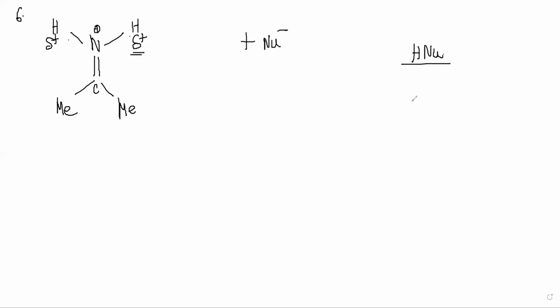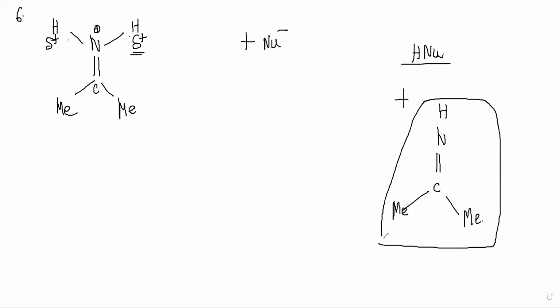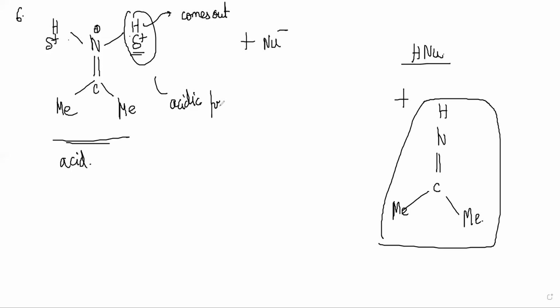And basically this will become neutral, stabilize, that's all. This will become NH and a double bond to C, right? So this is a possible product where this is no longer charged now, where one of the hydrogens comes out. So basically this thing is behaving like an acid, and this hydrogen is an acidic proton. It is being released as an H plus. So that is a possibility.